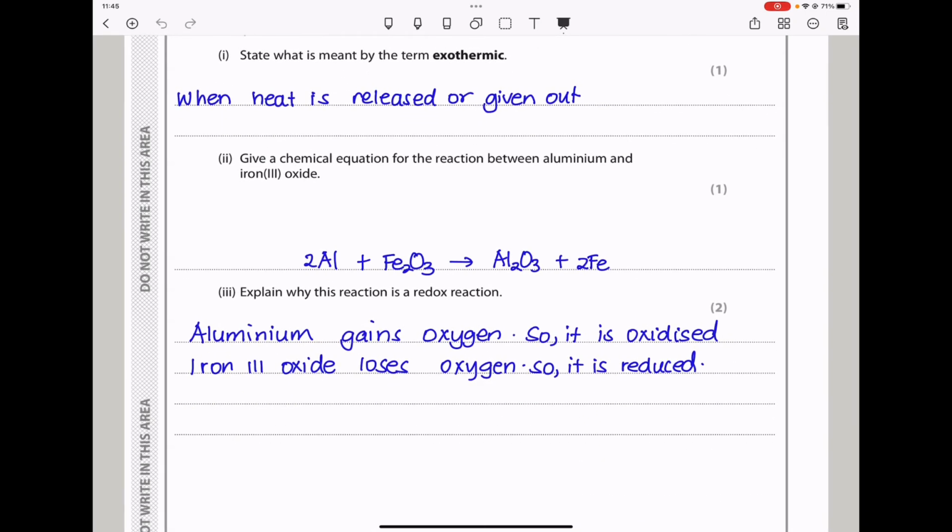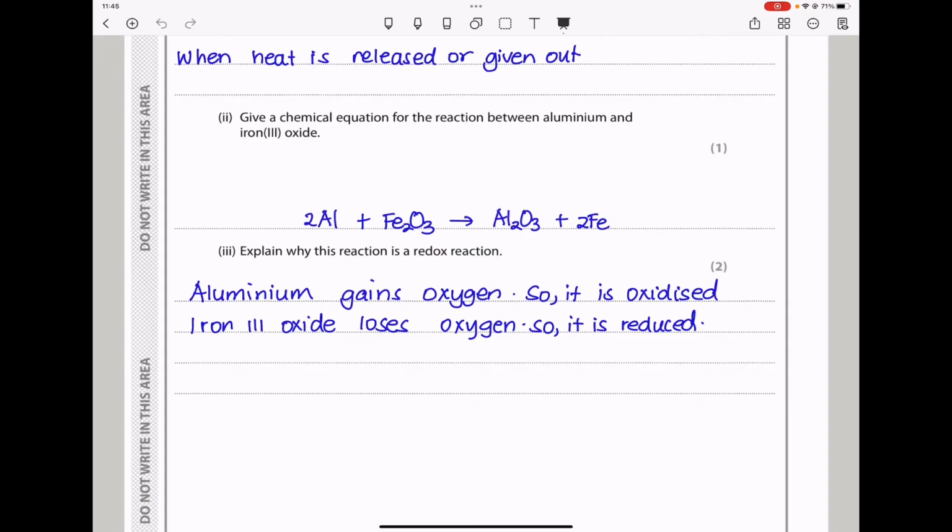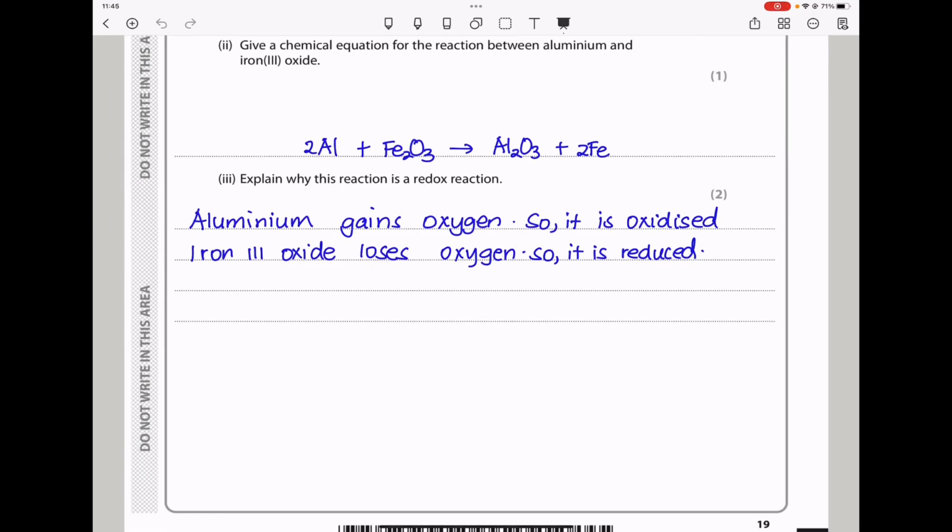Next they say, give a chemical equation for the reaction between aluminium and iron 3 oxide. When aluminium reacts with iron 3 oxide, we get aluminium oxide and iron. This is a redox reaction. Aluminium is oxidized and iron is reduced. So here they say, explain why this reaction is a redox reaction. It is a redox reaction because aluminium gains oxygen to be oxidized and iron 3 oxide loses oxygen to be reduced.